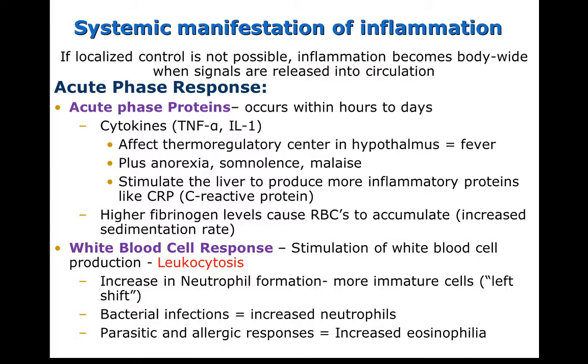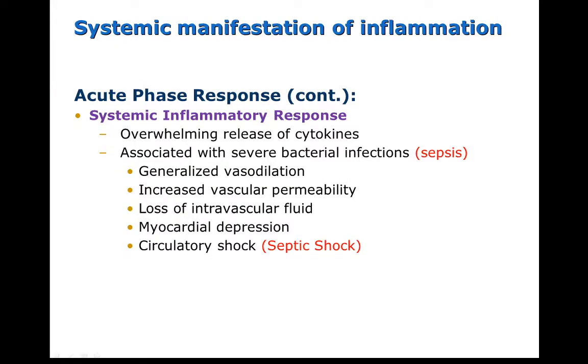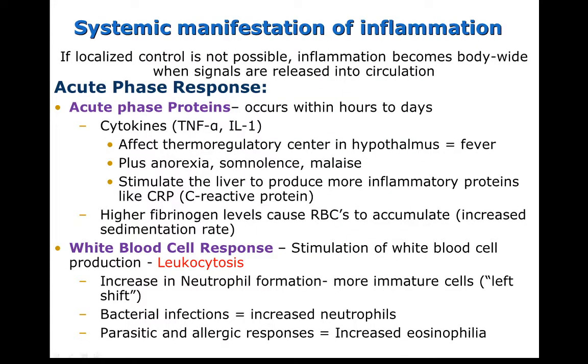They stimulate the liver to produce more inflammatory proteins. One of these would be CRP. CRP is C-reactive protein, and it's actually a marker that we can measure in a lab study to determine if there is systemic inflammation.